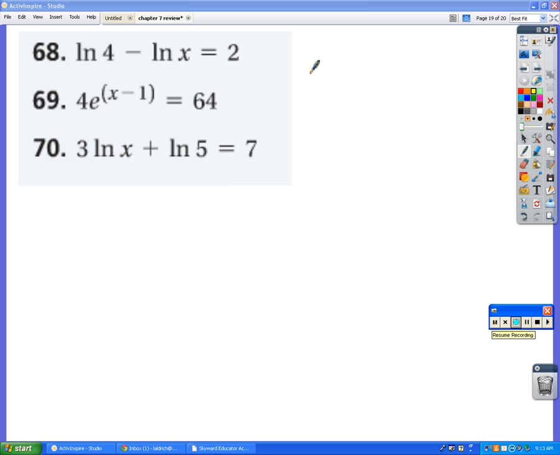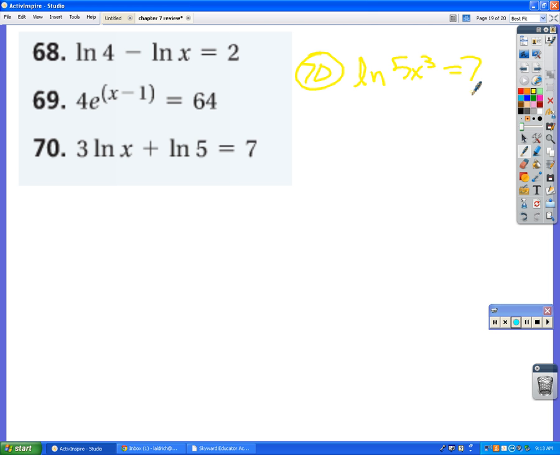Like James said, this time we have natural logs, so we're going to be using e. But before I do that, I have to combine it into one single natural log. That would be natural log of 5x cubed, because the 3 becomes an exponent and addition becomes multiplication.